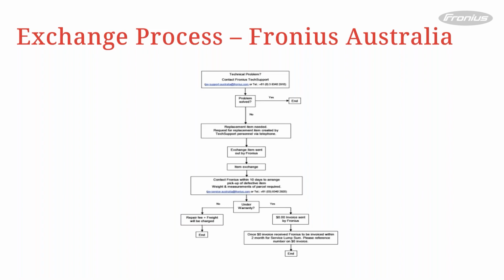the faulty unit. You can reach us via email, which is pv-service-australia@fronius.com, or reach our service team on 03-8340-2920. So 2920 is the direct number for service, and for tech support, the direct number is 03-8340-2910. And once that's done, we receive the faulty inverter back, and we inspect the unit.